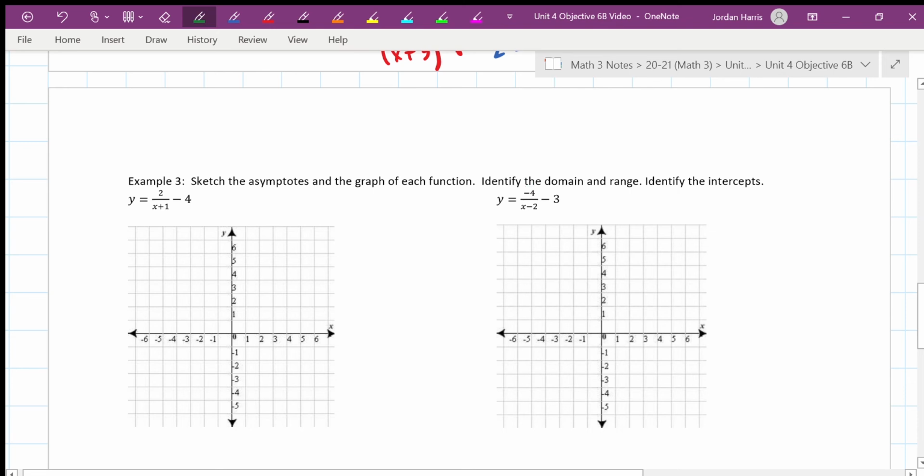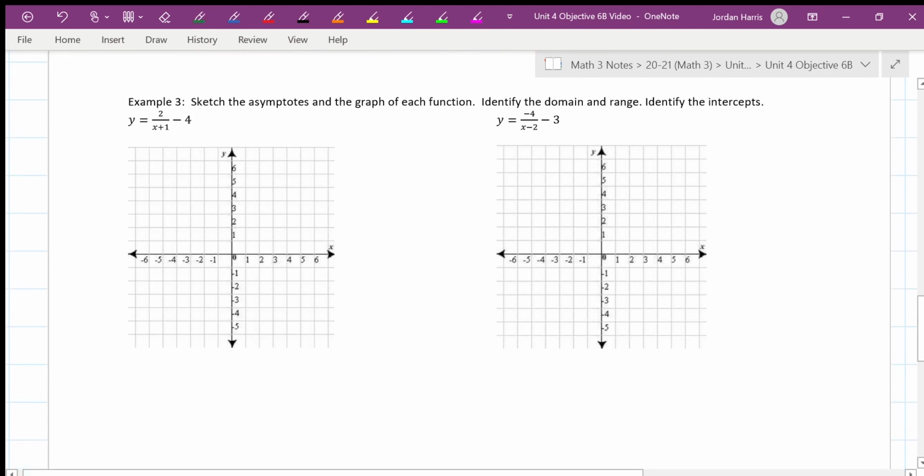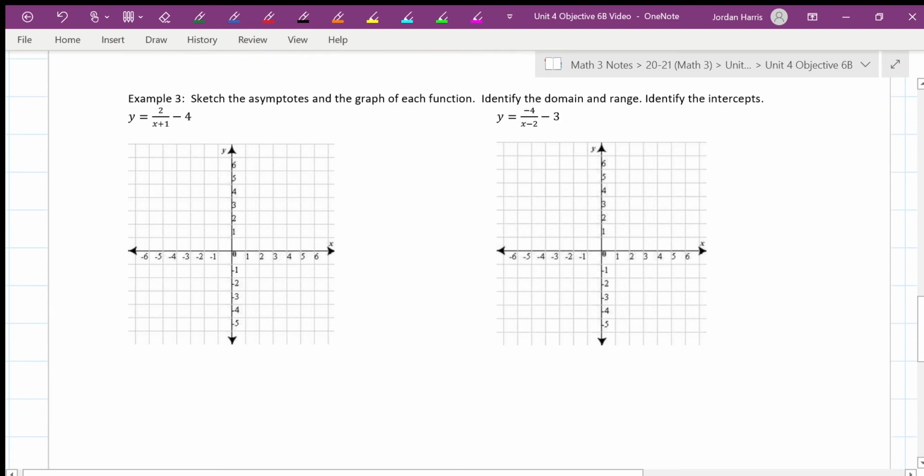So it wants us to sketch the asymptotes, graph the function, identify domain, range, and the intercepts. Okay, so we'll start with the shift. This is a left 1, down 4. Nothing ever changes about the shift. Left 1, down 4.